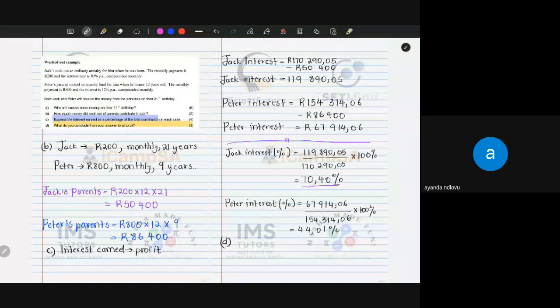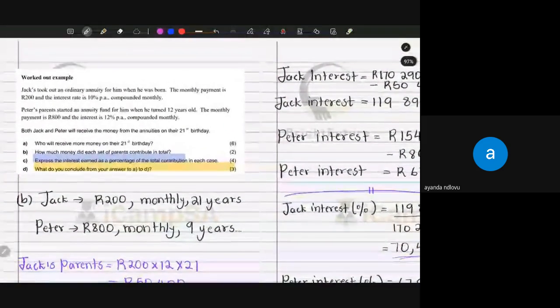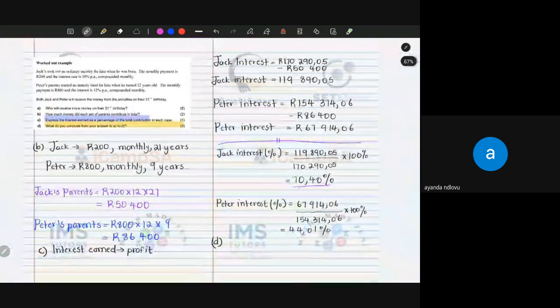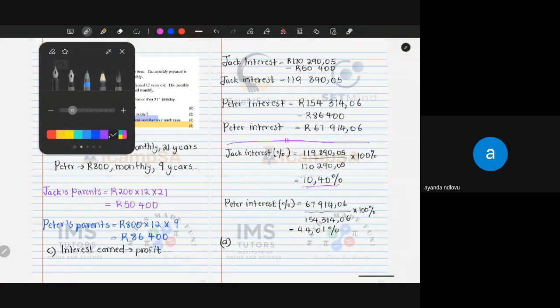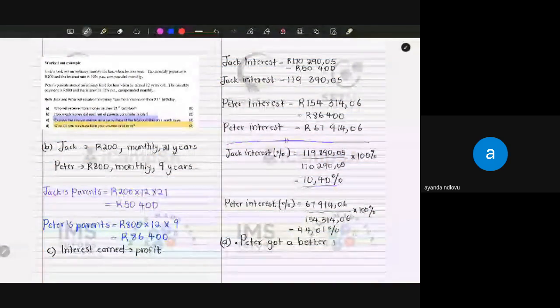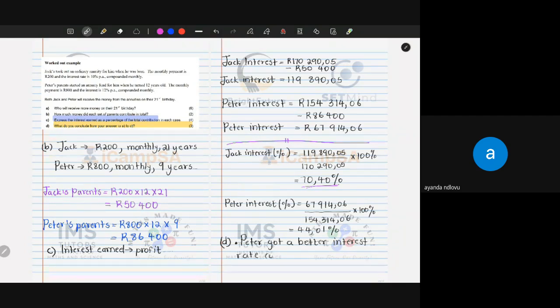Let me see. No, maybe not. So let me ask you a question, guys. Between Jack and Peter, I need us to think of what we had done before. No, Peter got a better interest rate. There's no question. If you find the effective rate, you'll find the same because both of them are compounded monthly. So let's quickly write up our conclusion. What we first see is that Peter got a better interest rate. Do you guys see? They gave him 12% compared to Jack.